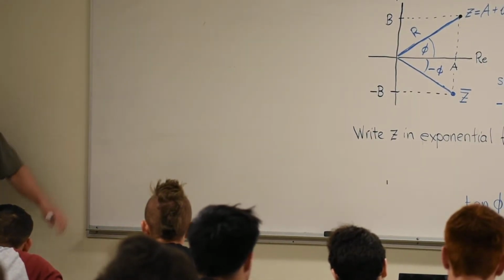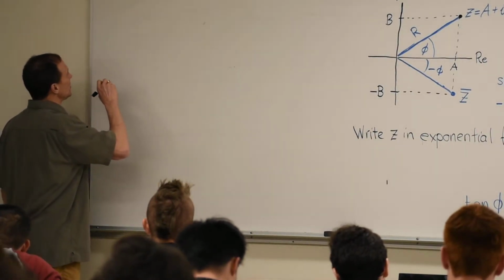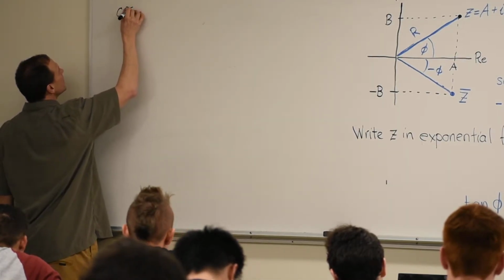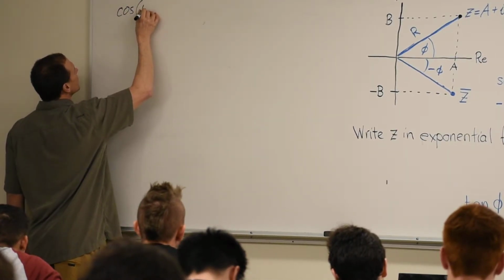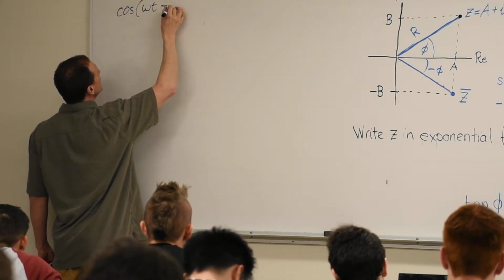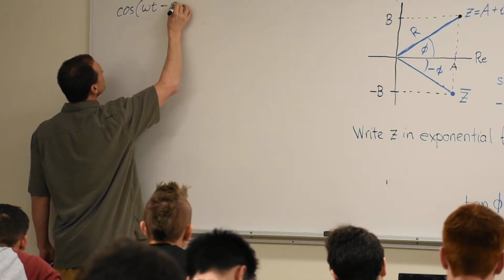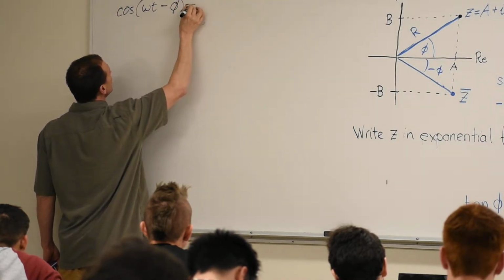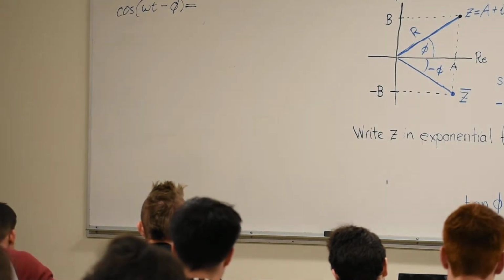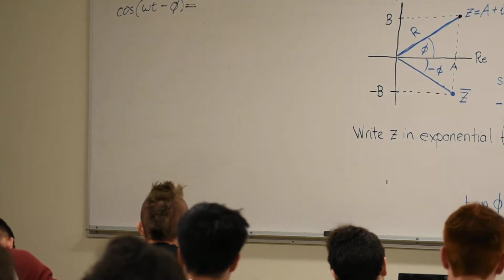There's one. The other way would be this. So let's try this. Cosine of omega t minus phi is equal to, so here's what we have to do. You have to remember a trig identity.